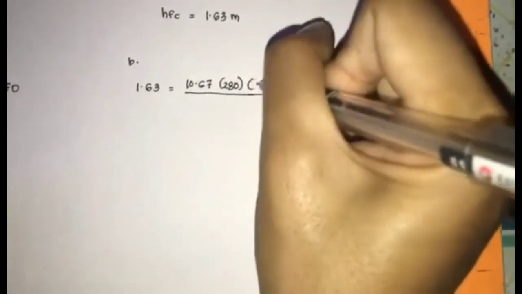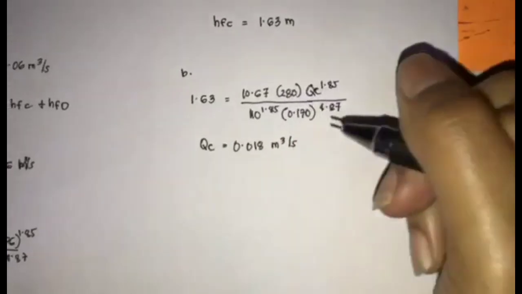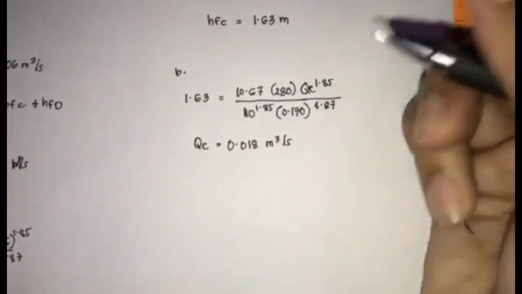So using the value of HFC, which is 1.63 meters, we can get the QC using the formula. So 1.63 is equal to 10.67 times the length 280 times QC raised to 1.85 over 110 raised to 1.85, and the diameter, which is 0.170 raised to 4.87. So we have the value of QC, which is 0.018 cubic meters per second.